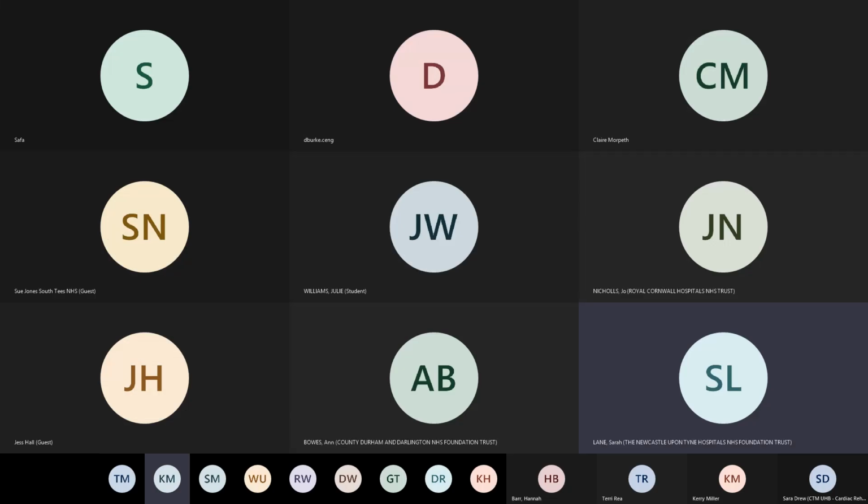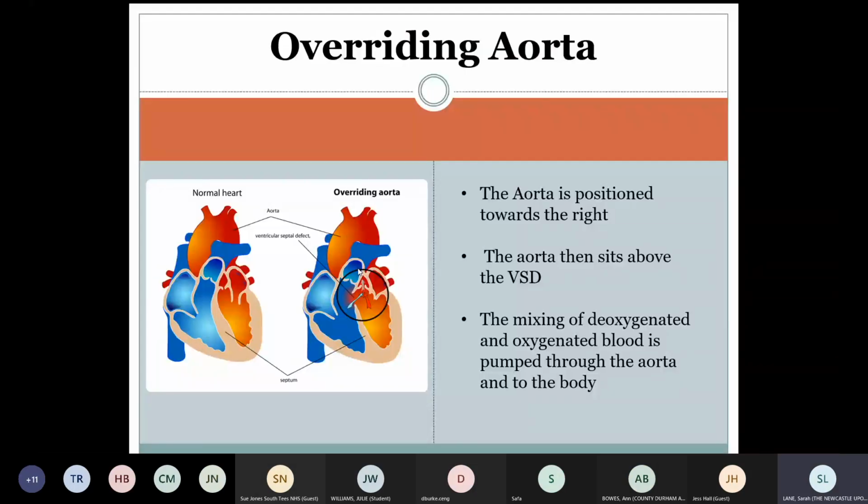Oxygenated blood and then direct it towards the body. But in an overriding aorta, it is positioned towards the right. So it actually sits just above the VSD. Because of the VSD, oxygenated and deoxygenated blood can mix just below the aorta.